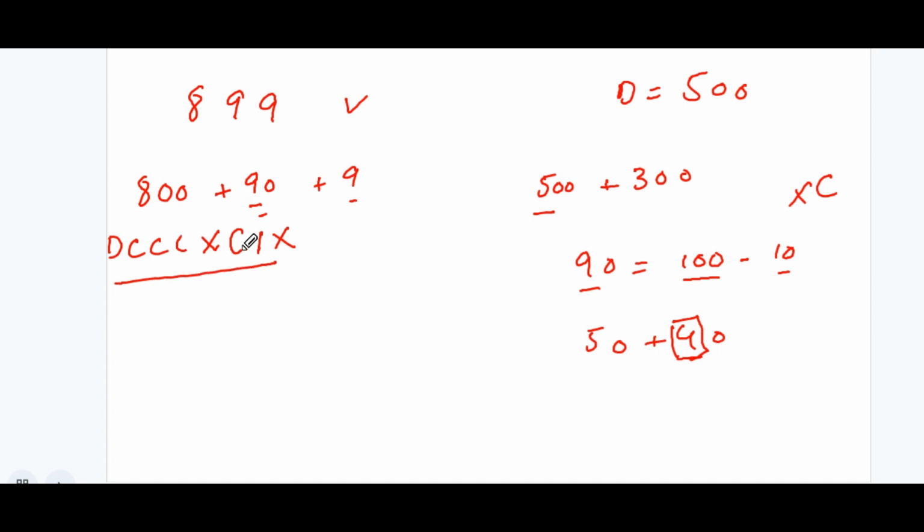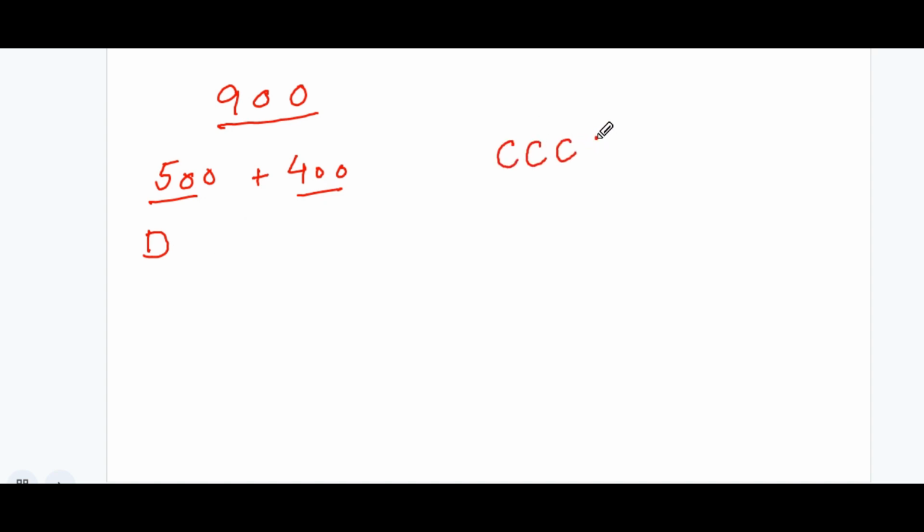So we were able to do it up to D equal to 500. But what if I need to find 900? So let's do it now. For 900, what do I need to do? I need 500 plus 400. It's okay for 500, I have D, but what about this 400? How can I find my 400? I can't write C more than 3 times.